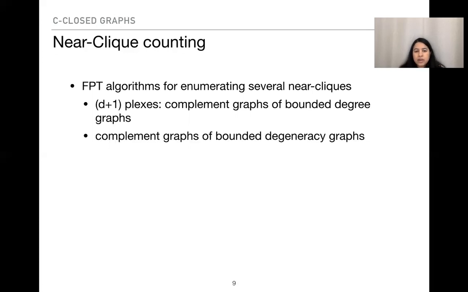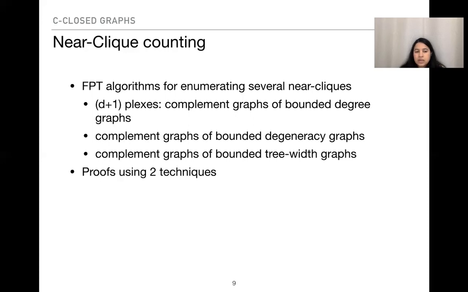Then we also look at complement graphs of bounded degeneracy graphs. And we also look at complement graphs of bounded tree width graphs. So our proofs come in two different flavors. The first one is we show that there actually exist very simple backtracking algorithms that one can show are FPT for these C-closed graphs.